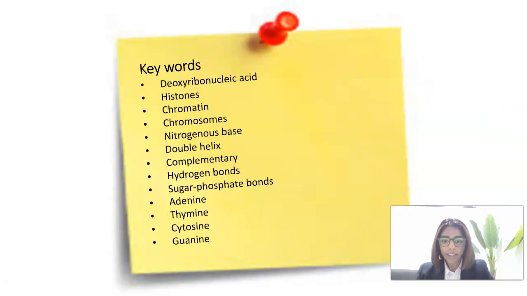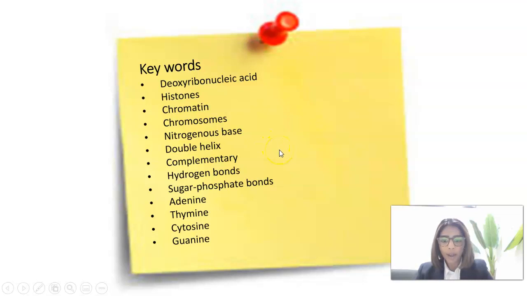Keywords for this lesson, hopefully they should be familiar to you from your junior school classes. There will be some extras, of course. First one is deoxyribonucleic acid, which of course is DNA. And then we're going to be looking at some new words that are histones and chromatin. Hopefully chromosomes, nitrogenous base, double helix, complementary will all be familiar to you.